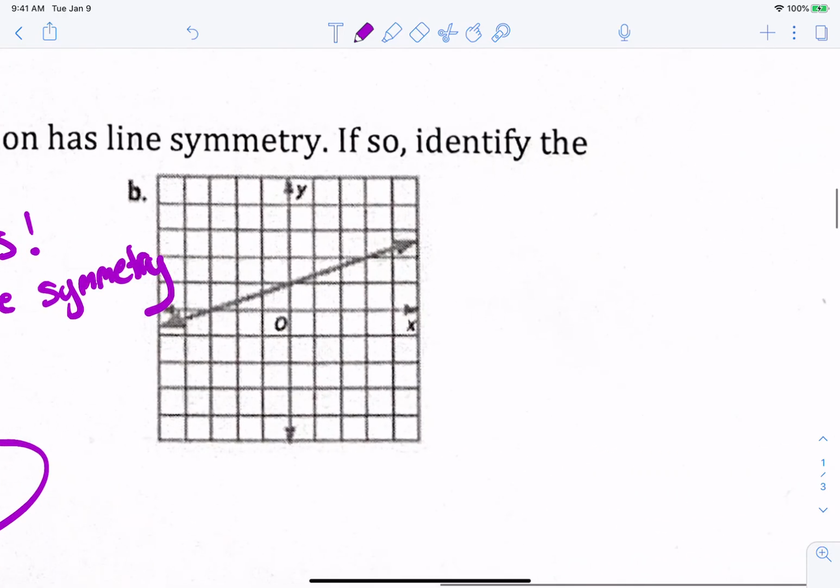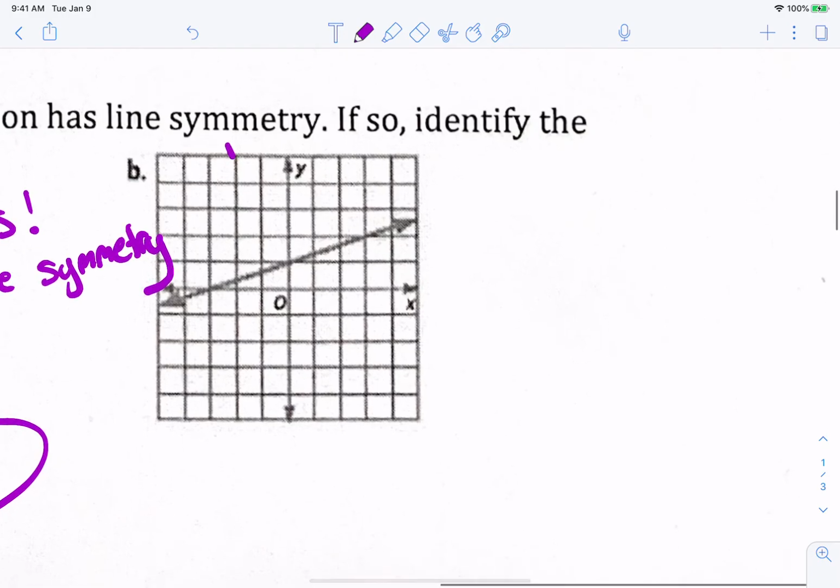Now B, can I draw a line through that in order for it to fold on top of itself? No. Now, if I draw the line this way, perpendicular to that line, it will fold on top of itself, except your line of symmetry has to either be a vertical line or a horizontal line. So, is there a vertical line that I can draw? No. Like, let's say I draw it here. This guy on the left side, if I fold him over, he will be like this, right?